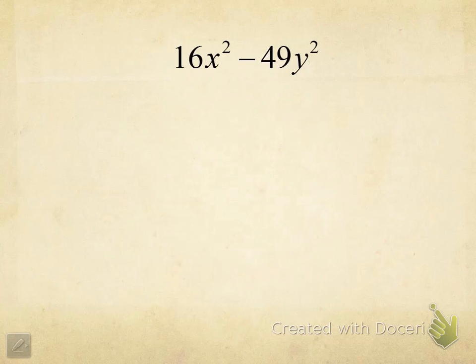Okay, let's take a look at this one. So first off, let's see if there's a GCF. Looks like 4 can't go into both of them, 2 can't go into both of them. So, and there's no x's or y's that can be pulled out. So let's go ahead, since they're both perfect squares. Square root of 16 is 4.